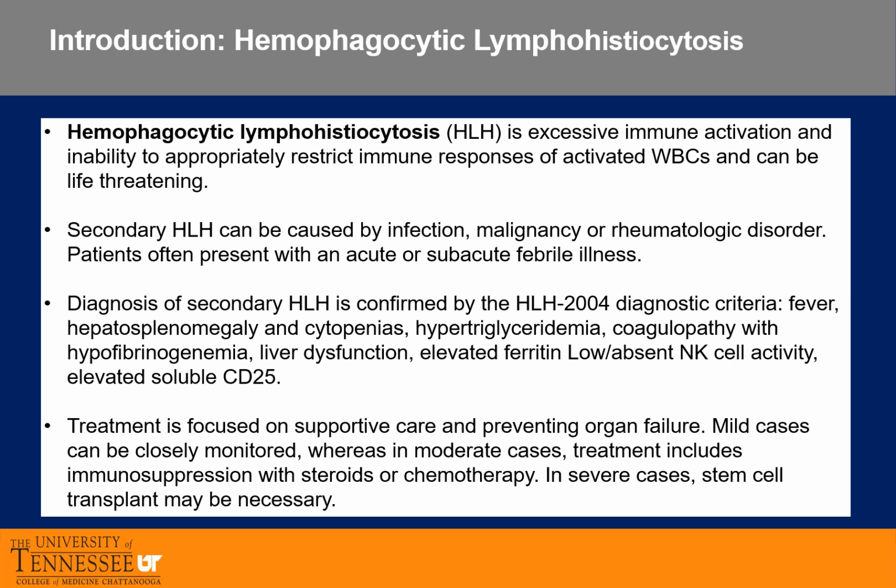Secondary HLH can be caused by infection, malignancy, or rheumatological disorder. Patients often present with acute or subacute febrile illness. Diagnosis of secondary HLH is confirmed by the HLH 2004 diagnostic criteria, which focus on fever, hepatosplenomegaly, cytopenias, hypertriglyceridemia, and other diagnostic criteria. Treatment is focused on preventing organ failure. Mild cases can be closely monitored with underlying disease treated, whereas moderate cases may need treatment with immunosuppression and steroids or chemotherapy, and severe cases may require stem cell transplant.